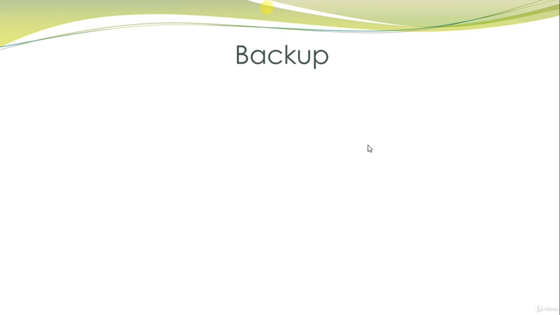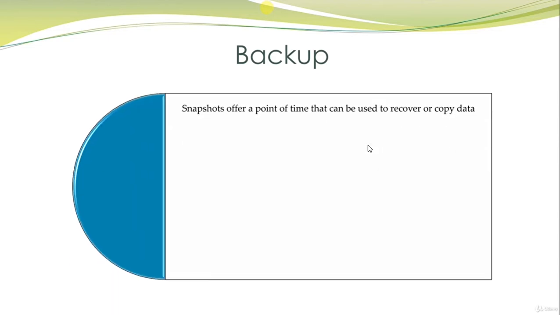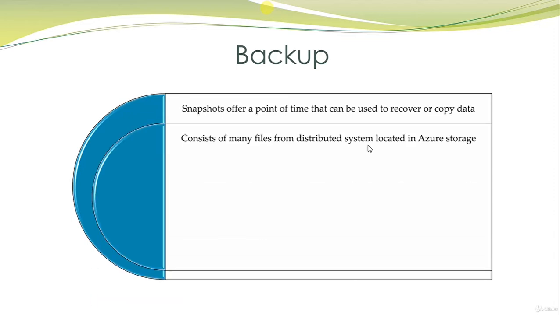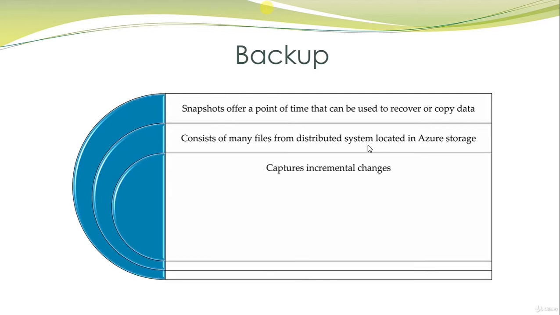Let's take a look at backing up your data warehouse. Data warehouse backup uses snapshots, and these snapshots offer a point in time when your database was at a certain level, and you can restore to that level. Backups are also used to copy data. These backups will consist of many files because SQL data warehouse is distributed, so it's in a lot of different places. And this is an incremental backup, so incremental changes are backed up.